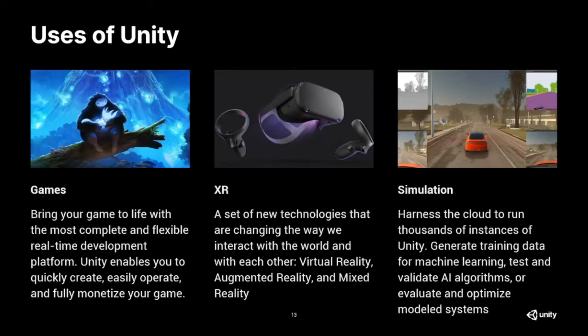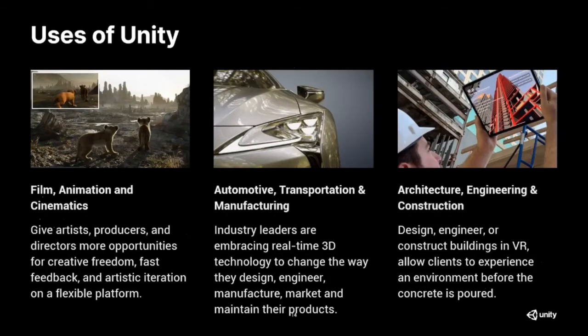A few other ones here. Like I mentioned, it's being used pretty heavily now in film, animation, and cinematics. That screenshot you see there is of The Lion King, from 2019. They didn't use Unity to render out the final movie, so when you actually sit down in the movie theater and watch it, that wasn't rendered with Unity, so it's not actually drawn with Unity.